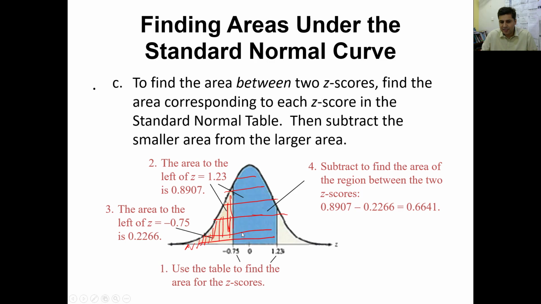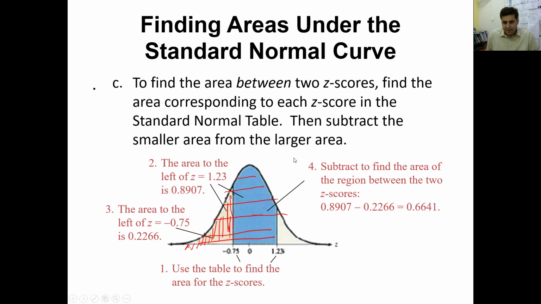Now you understand how we will calculate this value. Otherwise, you would integrate in order to calculate this area, and the lower bound will be minus 0.75 and the upper bound will be 1.23. If you understand the meaning of the standard normal distribution and how to use it, you will be able to easily calculate the area of a specific interval.